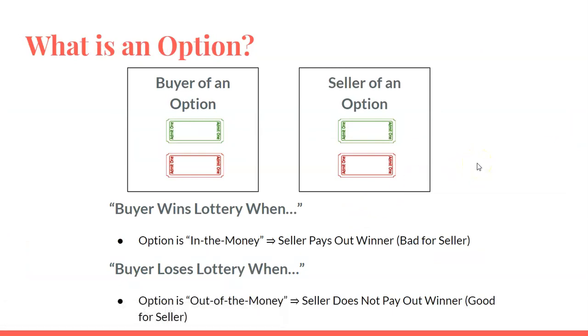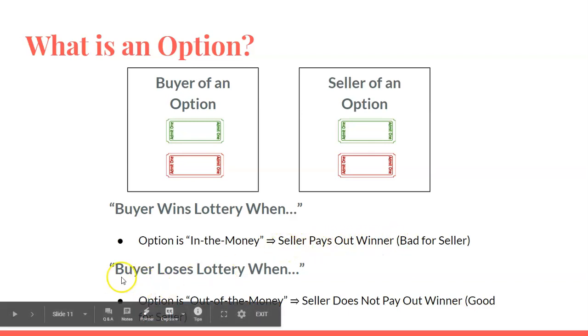Okay, so continuing on in terms of what is an option. So the buyer wins the lottery when? And this is kind of a reiteration of the last slide. We say the buyer of the lottery ticket wins the lottery in the options world by saying it's in the money. So if you're the lottery ticket winner, you are considered in the money. The seller is going to be paying out the winner in this case, which again is bad for the seller. So if you're the convenience store guy or gal, you are going to be paying out the winner if the lottery ticket player wins.